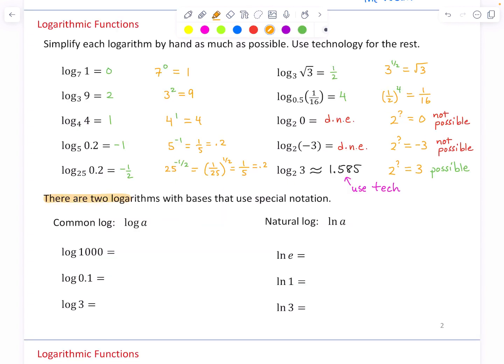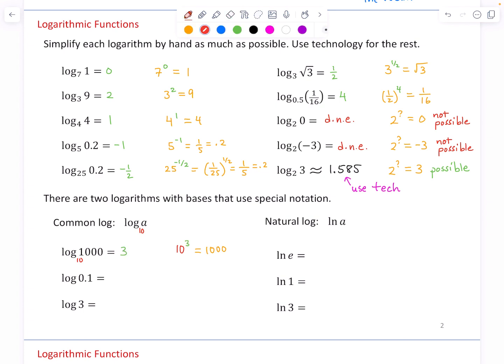Now there are 2 logarithms with bases that use special notation. One is called the common log. It's a log that looks like it has no visible base. But when you see log without a visible base, the default is always a base 10. So log of a, or log base 10 of a, represents the power needed on 10 to produce a. So for this first case, pencil in the base, and we are trying to solve 10 raised to the what will equal 1,000. And the answer to this is 3. So this logarithm simplifies to 3.